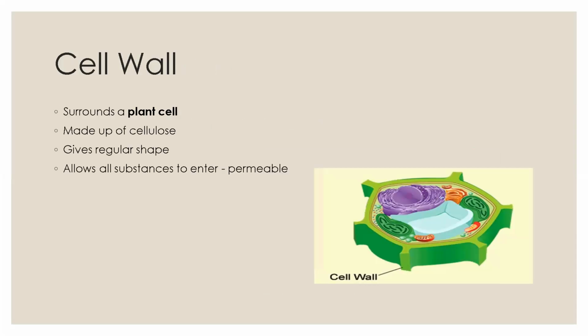Then you have a cell wall which surrounds the plant cell and is made up of cellulose. It gives a regular shape to the plant cell. As you can see, all the plant cells will have a similar regular shape, whereas animal cells have an irregular shape. And it allows all the substances to enter the cell, hence it's permeable.